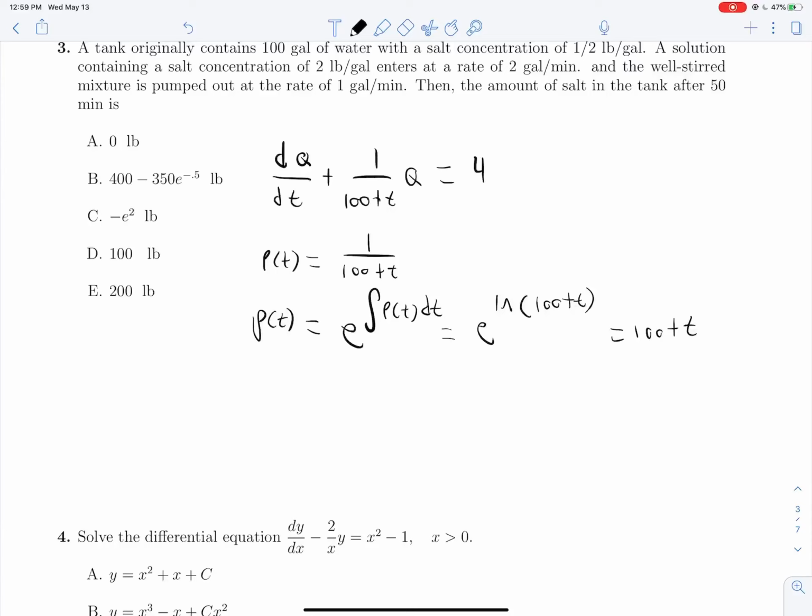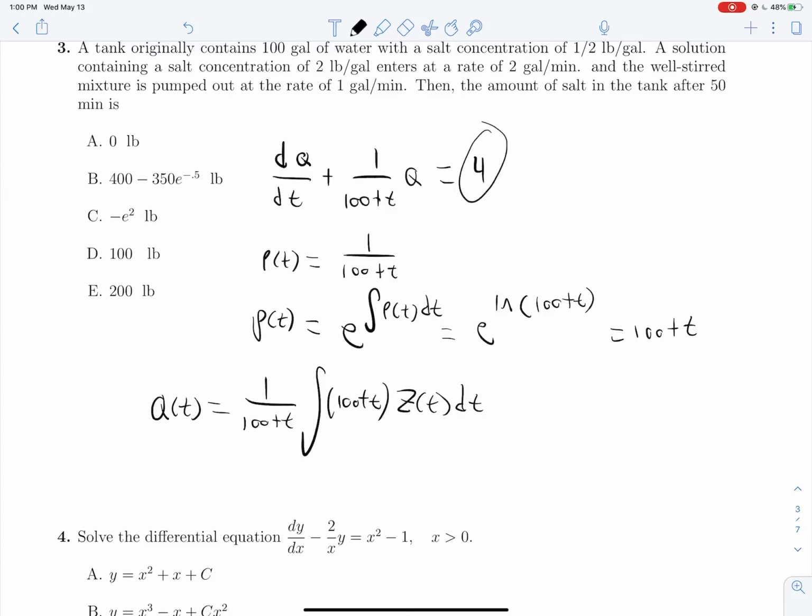Now, the method of integrating factor says that our solution is given by Q of t is equal to 1 over rho of t multiplied by the integral of rho of t times q. Oh no, well, this is what we would call Q of t. This right-hand term, I'll call it z of t dt. We don't really want to overlap with what our solution is called. So let's fill in these boxes. Rho of t is 100 plus t in both cases. And z of t is just this right-hand side, which is 4.